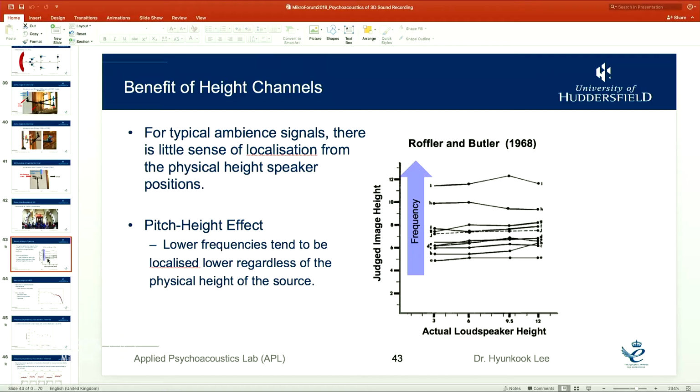So pitch height effect, you know, is a very important principle in vertical perception. So we hear higher frequencies in a higher position, lower frequencies in a lower position inherently. So wherever the loudspeaker is, even if the speaker is up there, if you play a 100 Hz sound from the high speaker, it will be localized around here. If you play an 8 kHz sine tone from a speaker from here, then it will probably localize somewhere around there. So that was first found a long, long time ago and researched by many researchers.